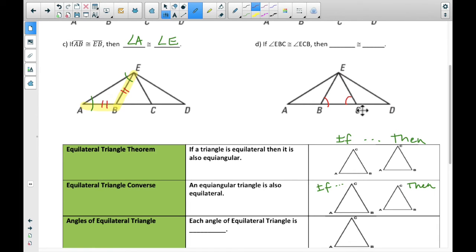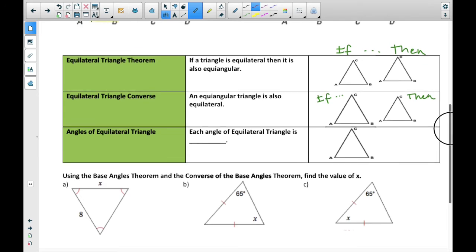And so if those two are congruent, then which sides should we talk about? Well, this one points over to this side, this one points over to this side. So that would be EB and EC. And remember, we put a line over it to show that it is a side.